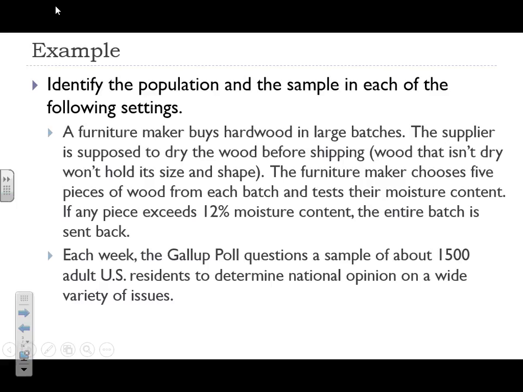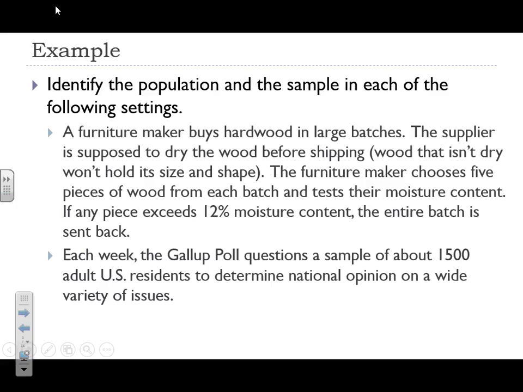Okay? Second scenario. Each week, the Gallup poll questions a sample of about 1,500 adult U.S. residents to determine national opinion on a wide variety of issues. So, in this context, what's our population of interest? Who is Gallup interested in? All U.S. adult residents, right?